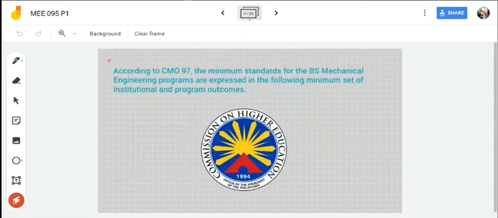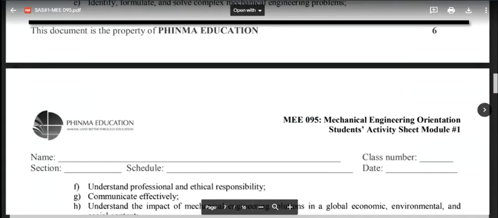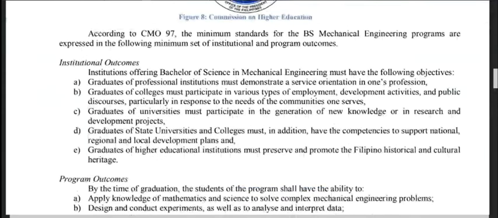Okay? So more on that, sabi dito, according to the CMO 97, the minimum standard for the BS Mechanical Engineering program are expressed in the following set of institutional and program outcomes. So according to the CMO 97, these are the institutional outcomes and the program outcomes of the BS Mechanical Engineering program. For the institutional outcomes, it was said here that the institution offering Bachelor of Science in Mechanical Engineering must have the following objective.